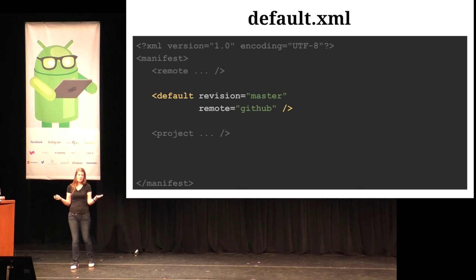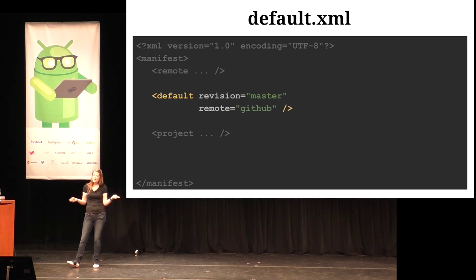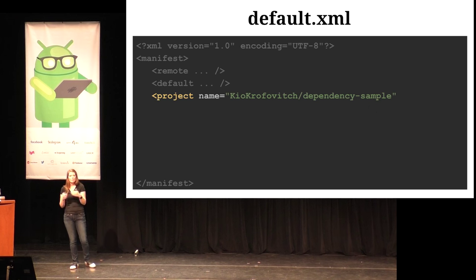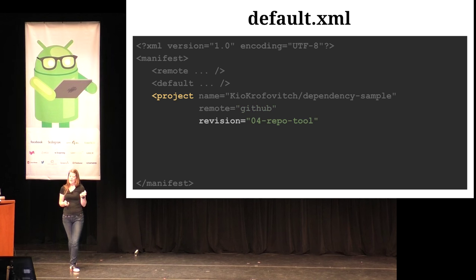Then default just says, if I don't specify this later on, what do you want to use? So I've defaulted my revision to use master, and I've defaulted my remote location to be GitHub. And then the project tag is where you list out all of your dependencies. The name is just the finishing of the URL to your remote. So mine, it's your user slash repo name typically. So Kio Kropovich is my username, and dependency sample is the name of the repo. We're pulling it from GitHub, which is the name of our remote up there. And then the revision is O4 repo tool. Like I said, that's the name of the branch.